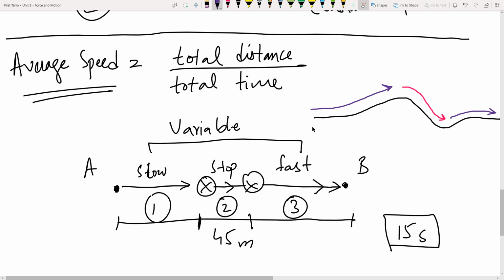So the motion from A to B may not be smooth, right? Unlike a flat road, right? We don't usually have flat roads anywhere. We do have landscape changes.